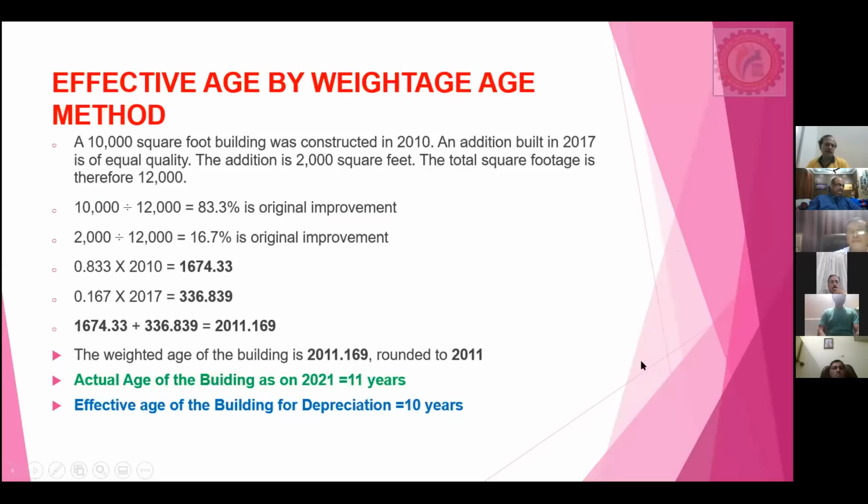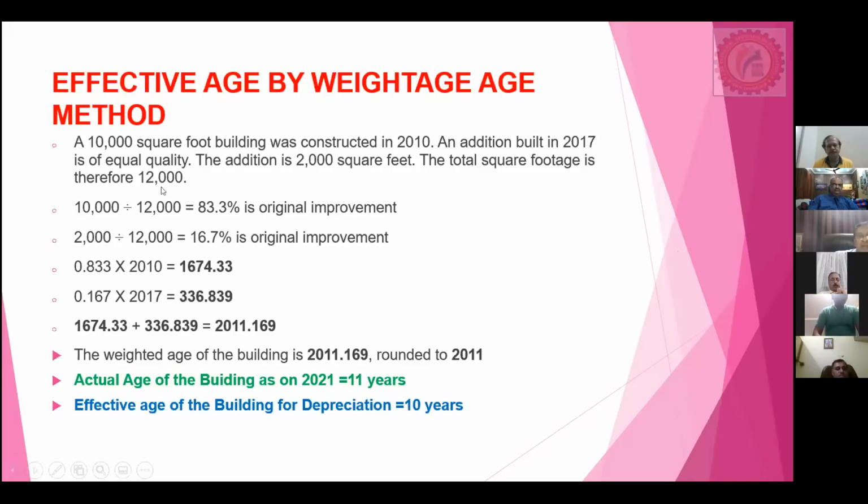If the addition is 2,000, then what will be the total square foot? That is the total built-up area. I've calculated the total built-up area: 10,000 plus 2,000. Am I right? 12,000. Okay. Next, how to determine the original percentage and the improved percentage? Now you just see, 10,000 divided by total area. Am I right? I have got 83.3%, that is original. Am I right? Yes, sir.